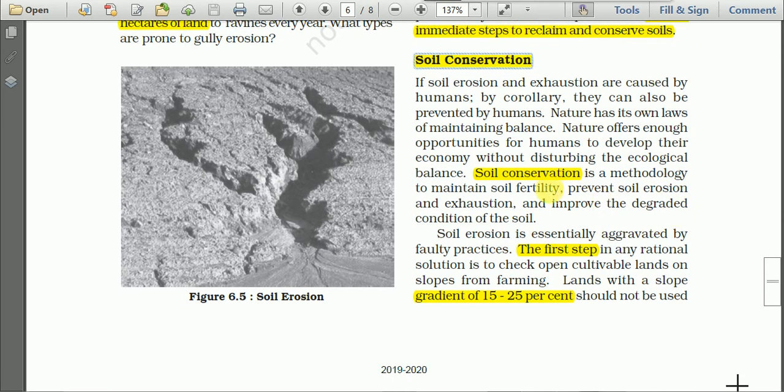And about the meaning of soil conservation, it is given here. Soil conservation is a methodology to maintain soil fertility, prevent soil erosion and exhaustion, and improve the degraded condition of the soil. Now let us read what the different methods of conserving the soil in India are.